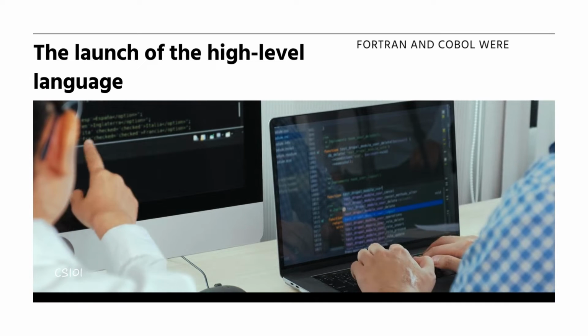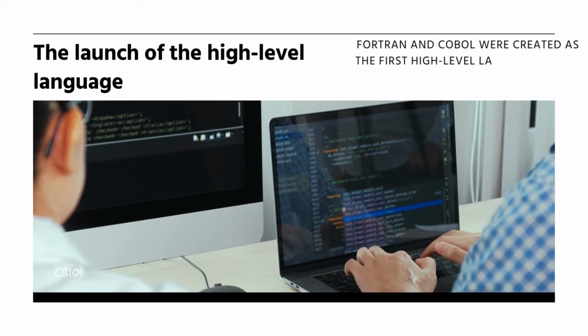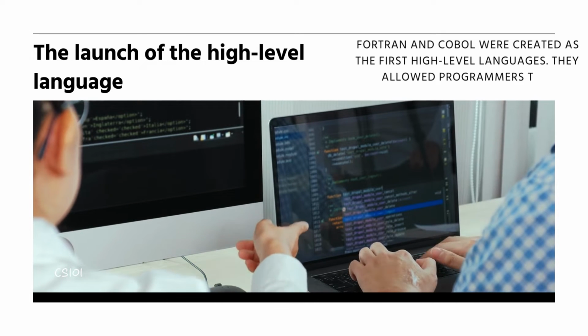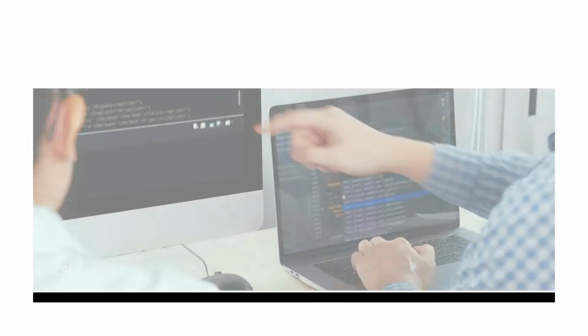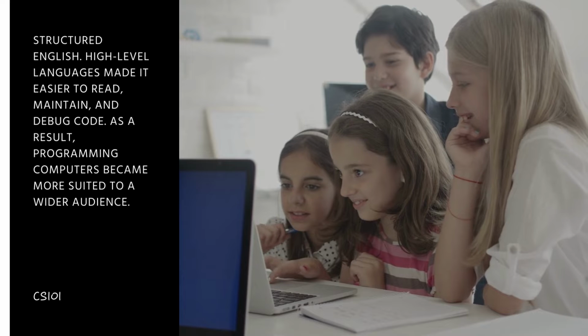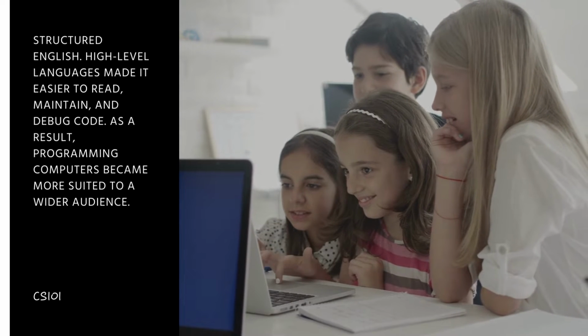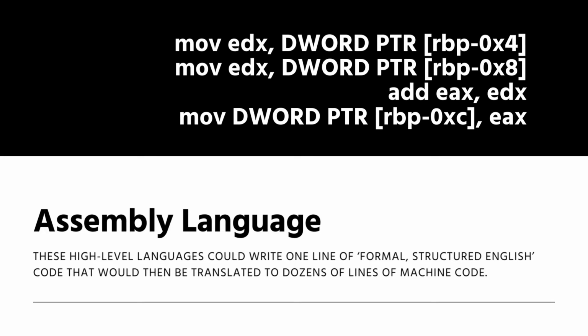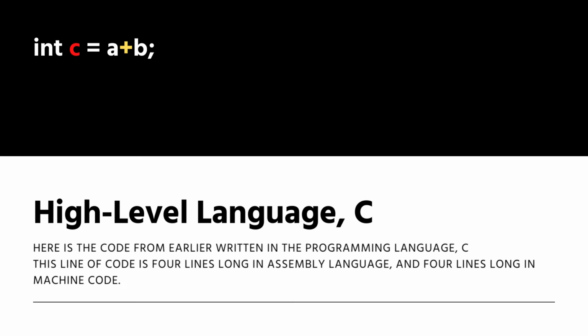Fortran and COBOL were created as the first high-level languages. They allowed programmers to write programs in formal, structured English. High-level languages made it easier to read, maintain, and debug code. As a result, programming computers became more suited to a wider audience. These high-level languages could write one line of formal, structured English code that would then be translated to dozens of lines of machine code. Here is the code from earlier written in the programming language, C. This line of code is 4 lines long in assembly language, and 4 lines long in machine code.